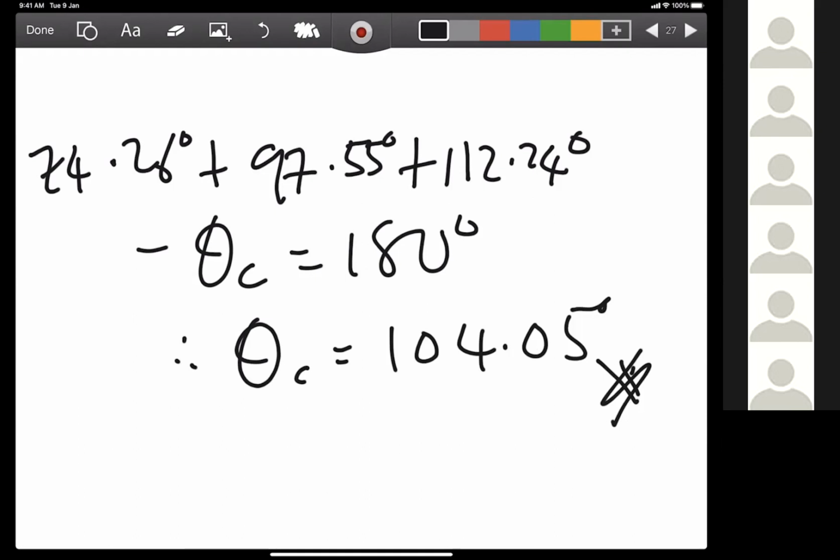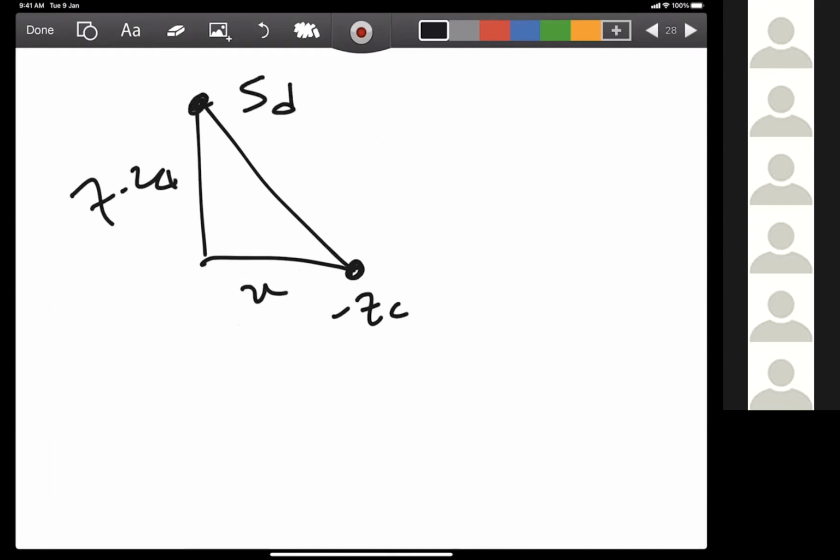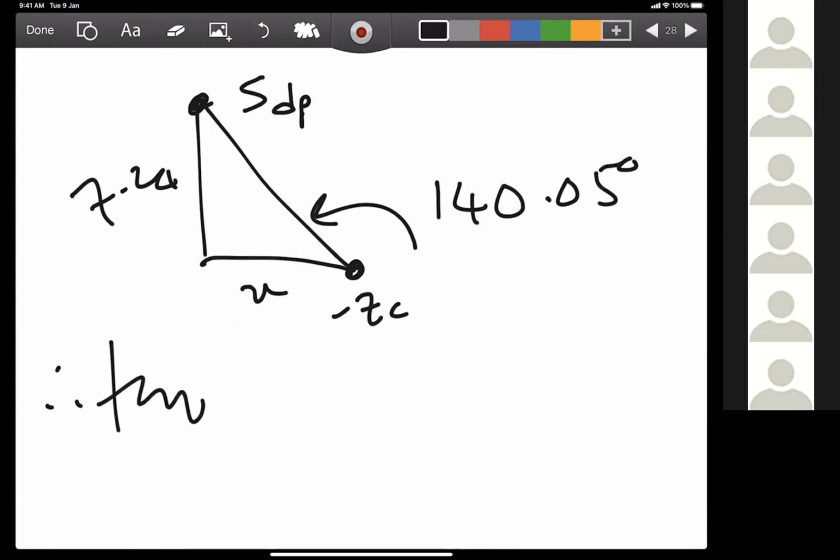But theta C actually is located here. So this is the dominant pole, s_dp, and the angle is 140.05 degrees. So that's why you have to use a tangent.